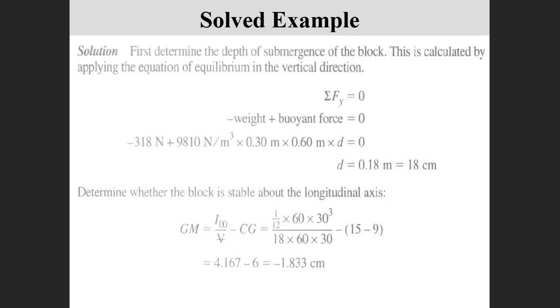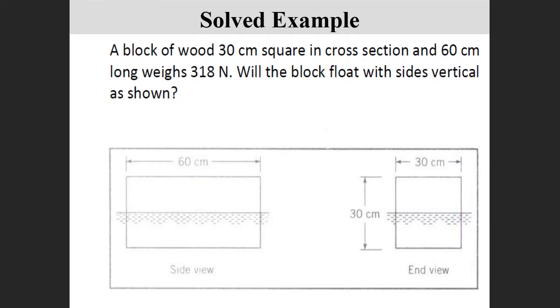So if you look at it, he's equating the forces. He's balancing the forces. Basically, the buoyancy force is equal to the weight. The buoyancy force is 9.81 times the density times 0.3 by 0.6 by d, where d is this distance. Call this distance d. 0.3 by 0.6 multiplied by D.